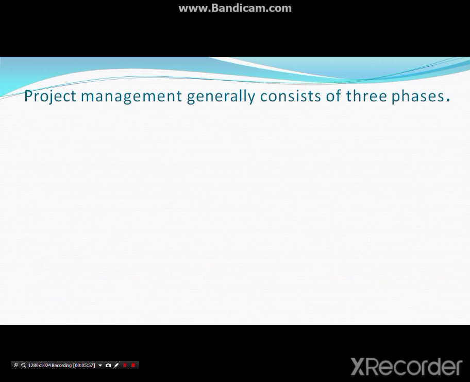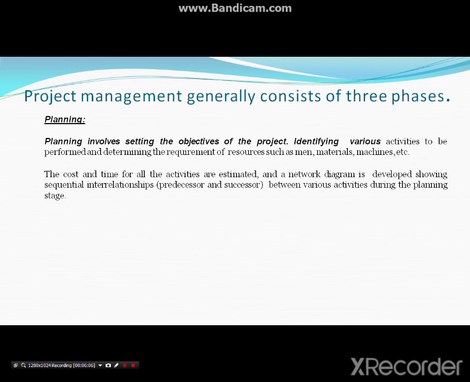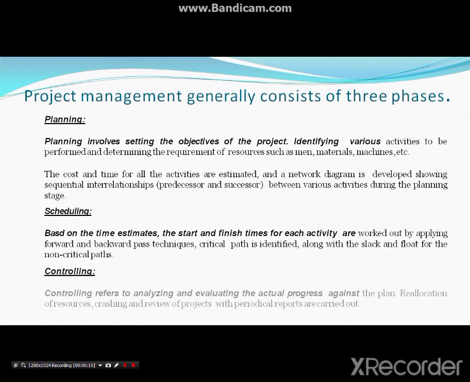So project management generally considers three phases. Which are the three phases? First is planning, second is scheduling, and third is controlling. Project management consists of three phases, that is planning, scheduling and controlling.